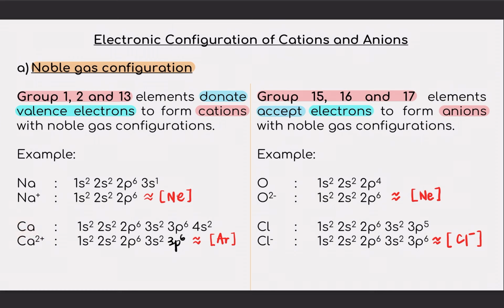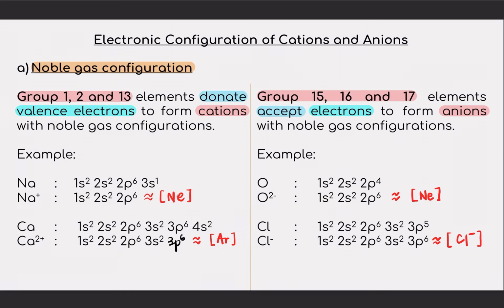Calcium pula, this is the electronic configuration. Calcium is in group 2, so group 2 elements will donate 2 electrons. That means calcium will donate the 2 electrons in the 4s orbital and will be left with 1s2, 2s2, 2p6, 3s2 and 3p6. So Ca2+, the calcium ion, has the same electronic configuration as argon, isoelectronic to the noble gas argon.